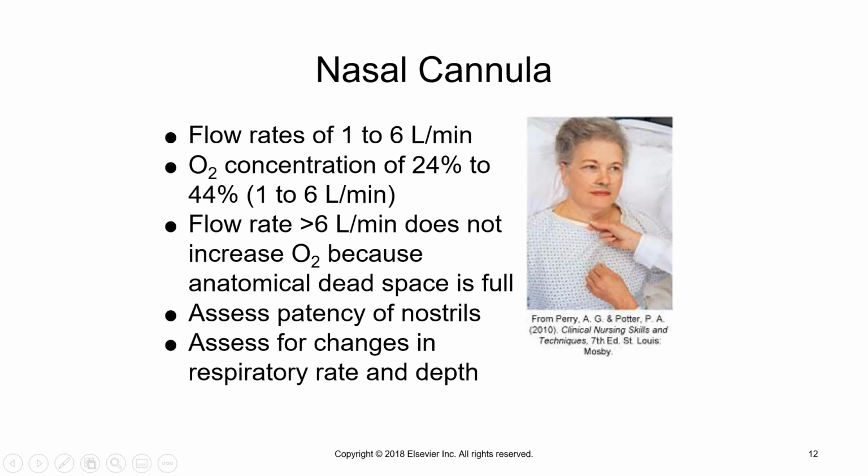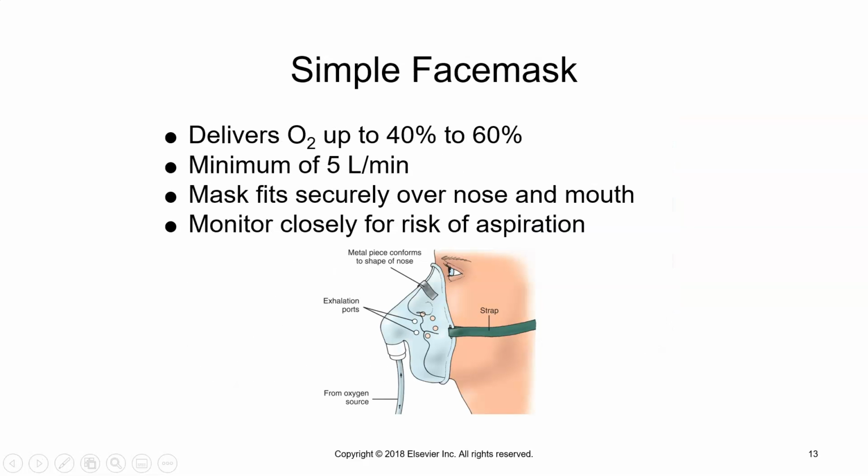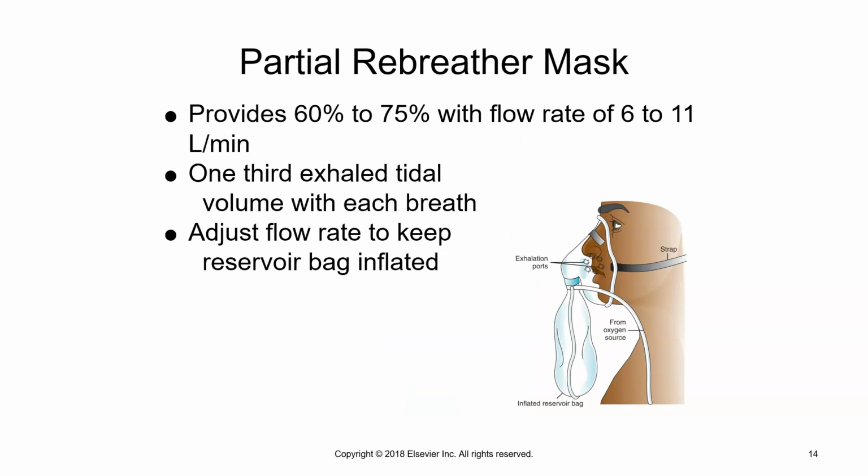Here you have someone using a nasal cannula. A simple face mask can deliver 40 to 60%. It's a minimum of 5 liters per minute. Remember that the mask must fit securely over the nose and mouth. Partial rebreathers move it up a little bit, making it 60 to 75% with a flow rate between 6 to 11 liters per minute. The thing with the partial rebreather is that one-third of the exhaled tidal volume is rebreathed with each breath because you have that inflated reservoir bag.